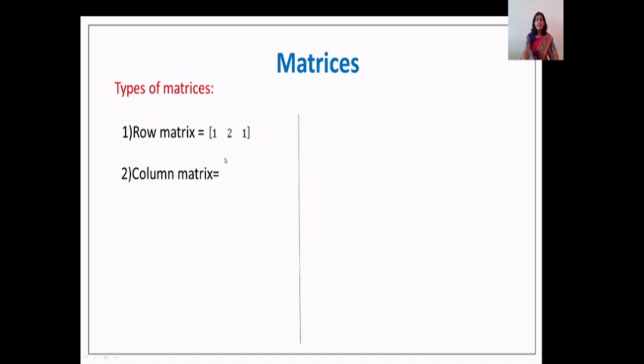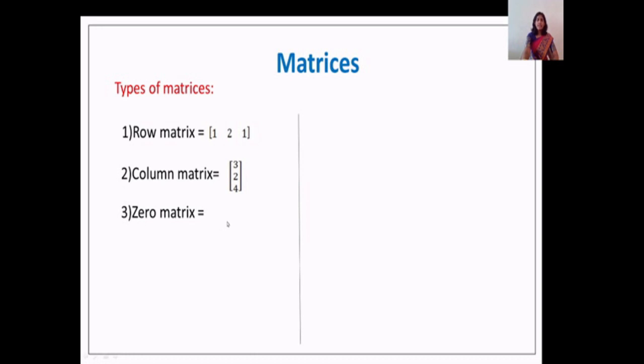Then second is column matrix. What is a column matrix? The matrix which has a single column is called a column matrix. For example, this matrix has only a single column and 3 rows. So its order is 3 by 1. It has 3 rows and 1 column. This is a column matrix.